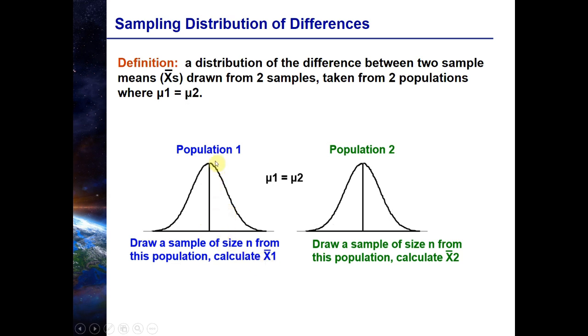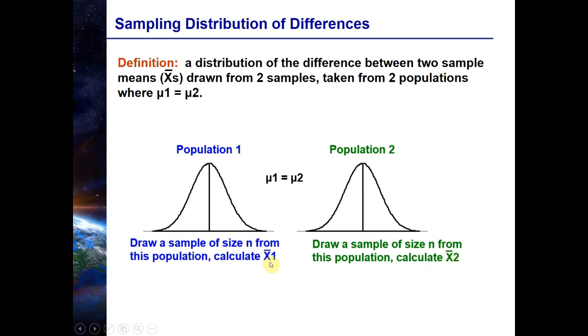So x bar 1 comes from population 1, x bar 2 comes from population 2. And we said even if it's true that these populations are the same, we're still going to expect to see differences between x bar 1 and x bar 2. Why is that? Because there's sampling error. When you sample, you're only getting an estimate. You don't have all the data at your disposal. So x bar 1 is just an estimate of mu 1. X bar 2 is an estimate of mu 2. So even if these are the same, you wouldn't expect x bar 1 and x bar 2 to be the same.